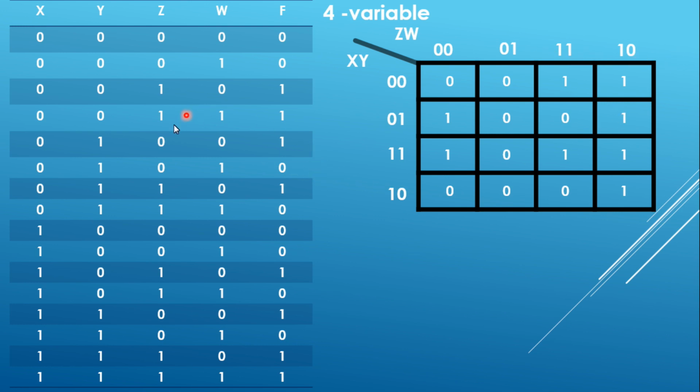And now you can see a few terms. Let me show to you. 0 0 1 0. So xy is 0 0 and zw is 1 0. So here it will be 1, right? Then 0 0 1 1. So xy is 0 0 and zw is 1 1. Yes. So here also it will be 1. Correct? So this is how you can put 1 here. And the rest of the terms would be 0, all zeros.